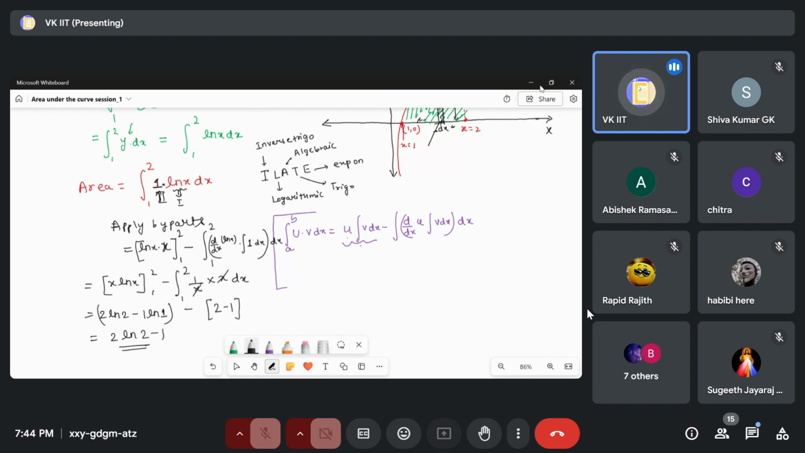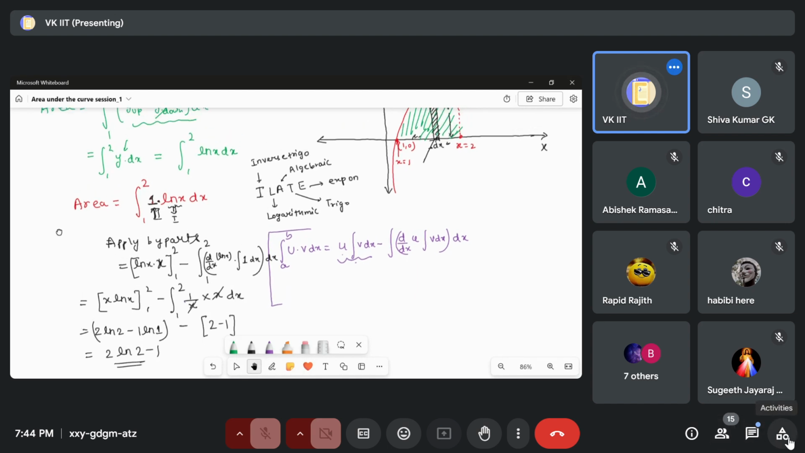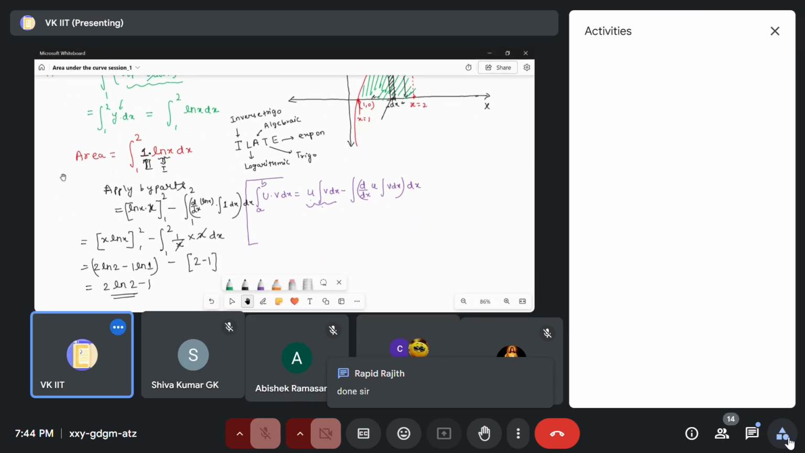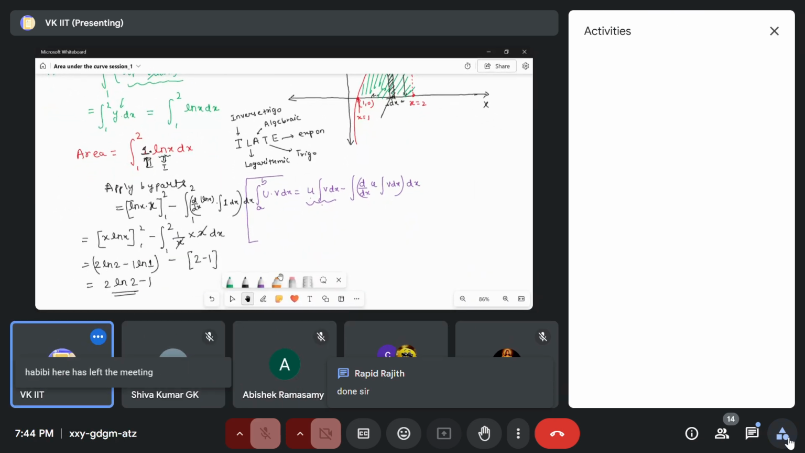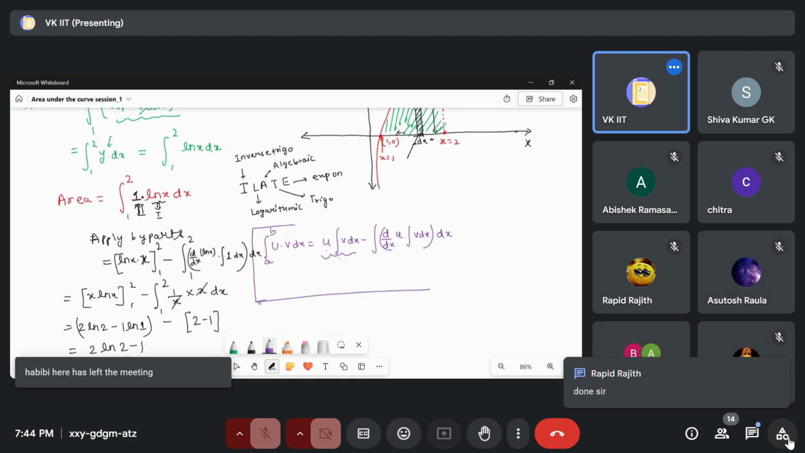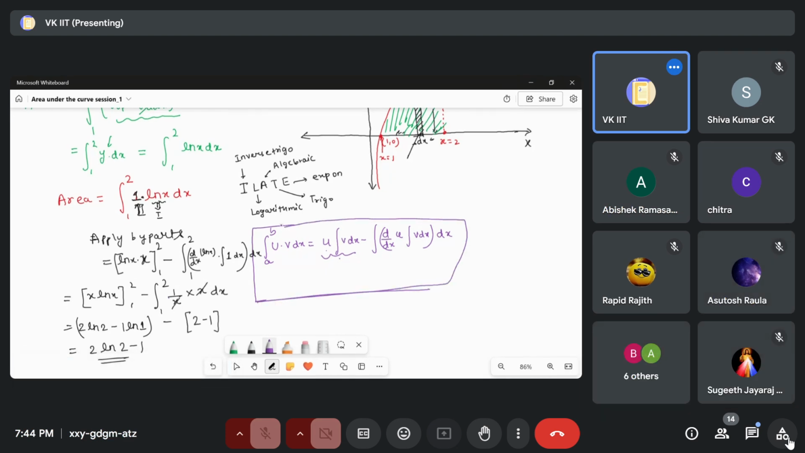So those who are writing, please write quickly. And if you want to scroll the page, just tell me in the chat box. This is the formula. Okay, shall we go for the next?